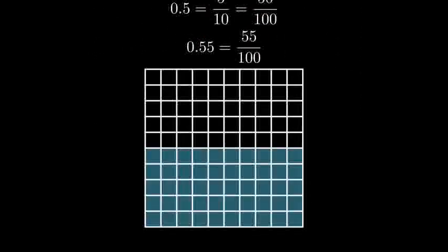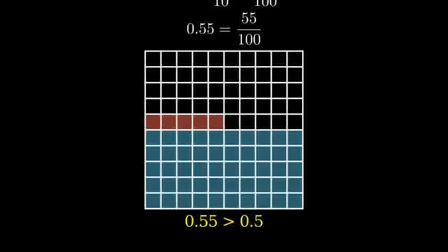50 hundredths, or 0.5, fills this much of the rectangle. 55 hundredths, or 0.55, fills this much. We can clearly see that 55 hundredths is more than 50 hundredths. So using both methods, comparing decimal places and converting to fractions, we can conclude that 0.55 is larger than 0.5.